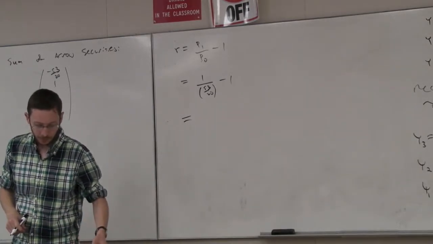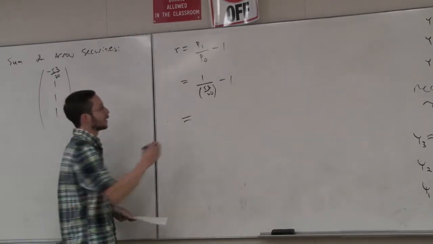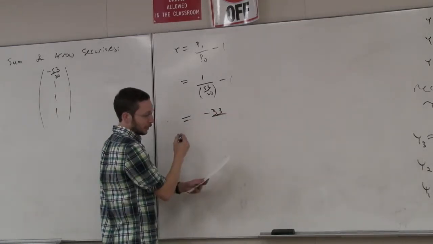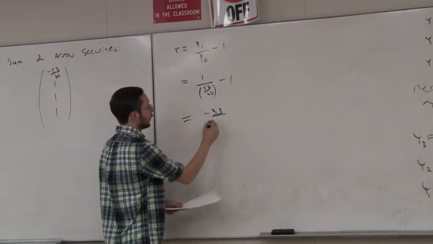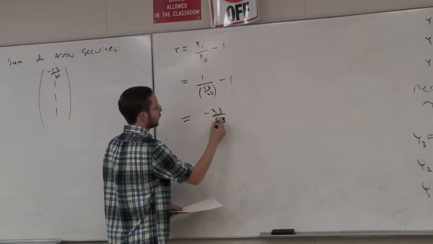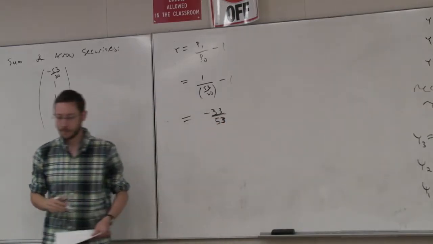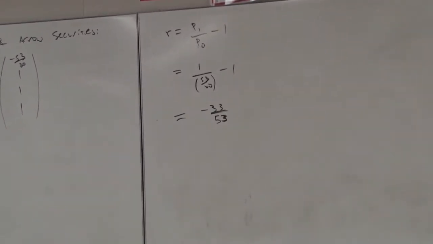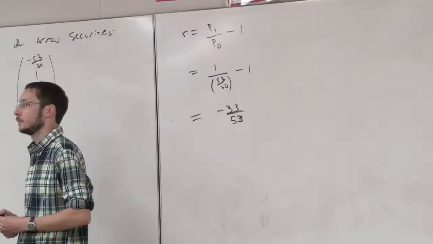And computing that, I'm not even going to attempt to do these fractions. Negative 33 over 53. So that's the risk-free rate of return. The numbers are made up.